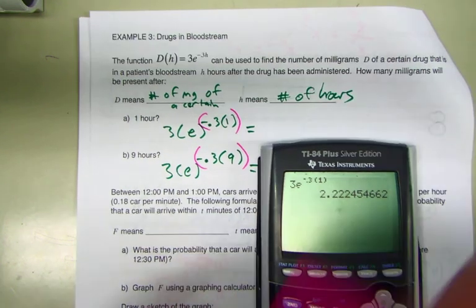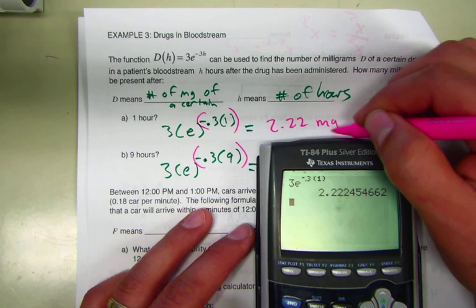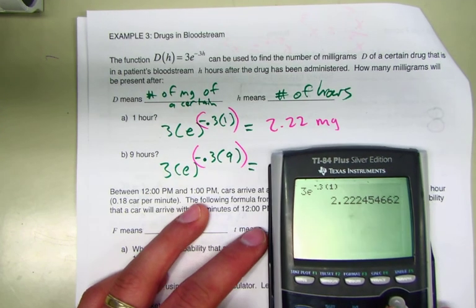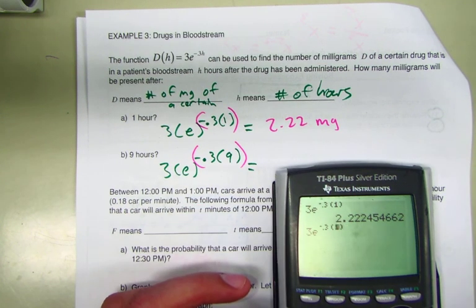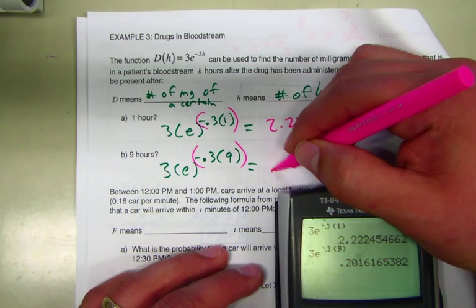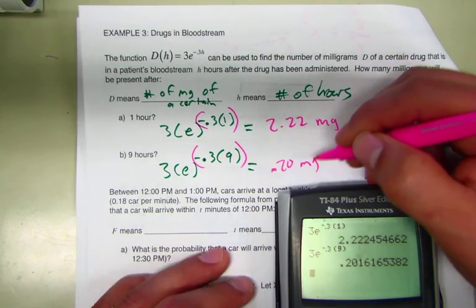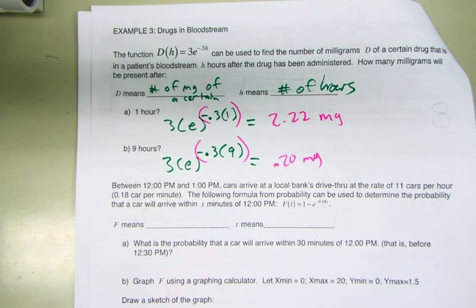here we have 2.22 milligrams about. Is that what you guys got too? Yeah. Okay. What about this last one here? Anybody do that one yet? 0.20 about. Okay. Make sense?